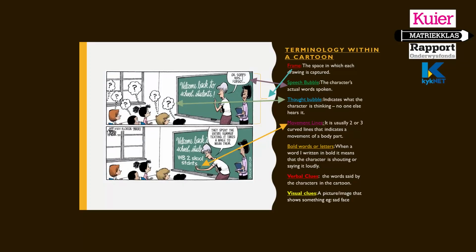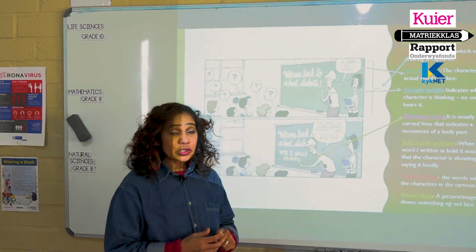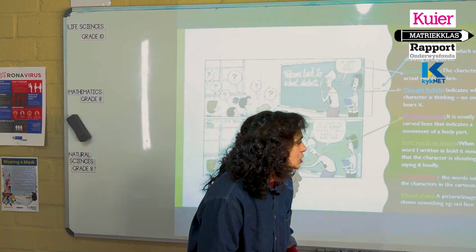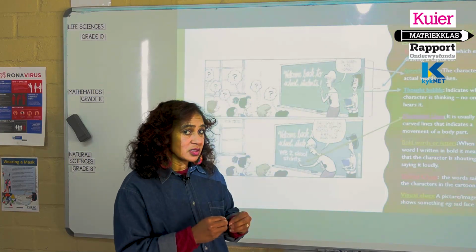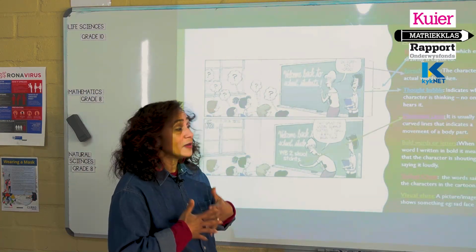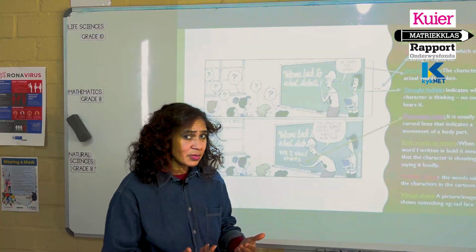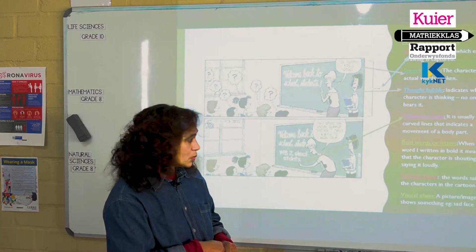Then we also talk about verbal clues. Now, verbal clues and visual clues. Your verbal clues are going to be what it is that you read. So in your verbal clue, for instance, you will be able to see what it is that the person said and how the person said it. That's a verbal clue. So an exclamation is a verbal clue. This also becomes a verbal clue.